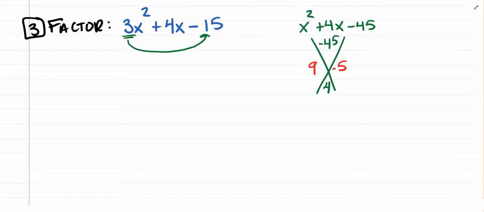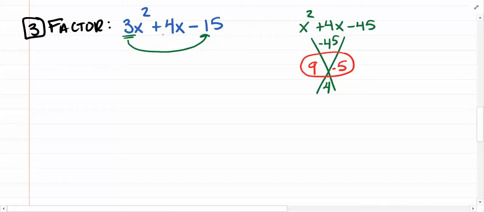Hopefully you got the two solutions to the diamond problem are 9 and negative 5. Again, 9 minus 5 make 4, and 9 times negative 5 make negative 45. This information here tells me how to split up the middle term. So I'm going to have 9x and negative 5x. So my new line of algebra is going to be this, 3x squared.